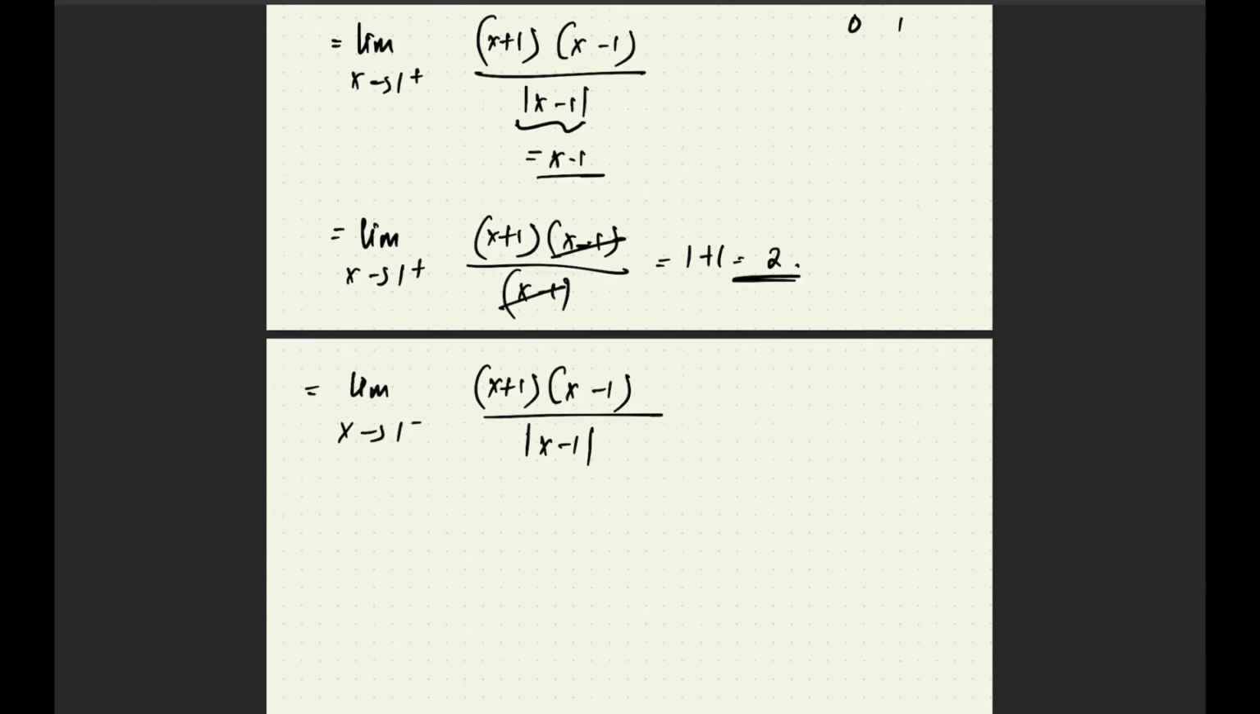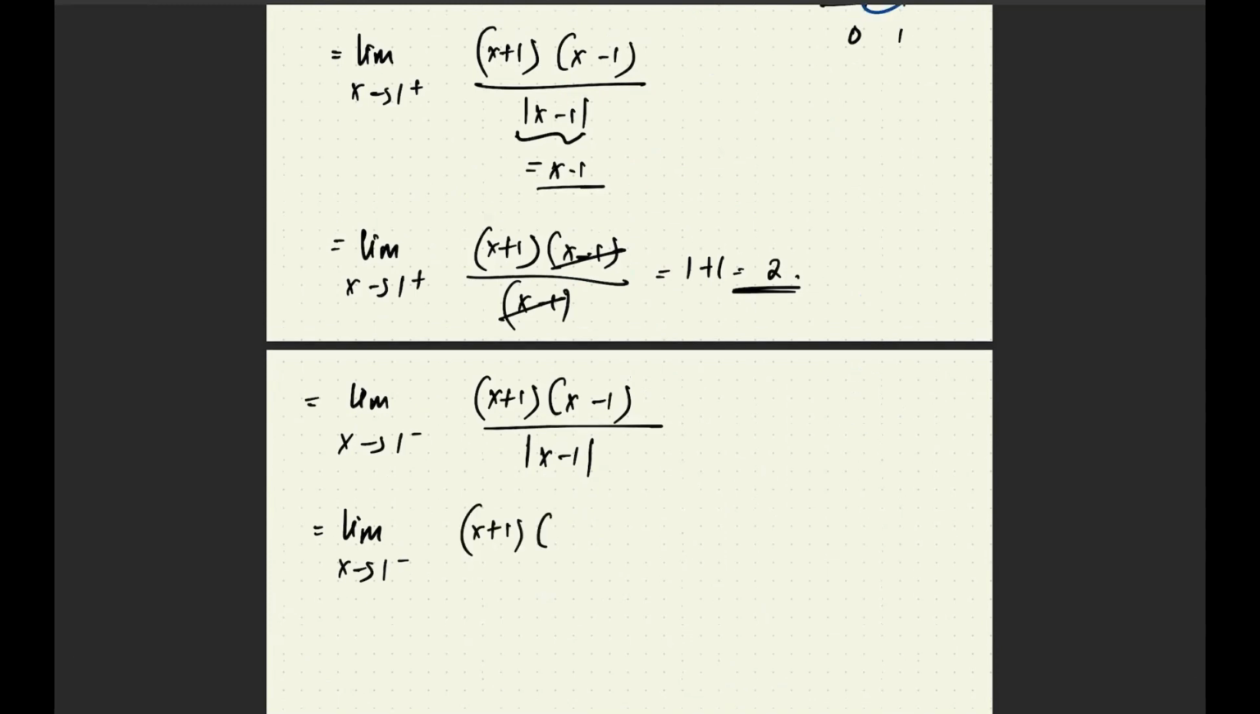So now I can rewrite this one-sided limit as the limit as x approaches 1 from the left of (x plus 1) times (x minus 1) divided by the absolute value of x minus 1, which as x approaches 1 from the left-hand side is equal to minus (x minus 1). This and this will cancel out, and that leaves us with x plus 1 divided by minus 1. Don't forget this negative sign. So now if you plug in, you're going to get negative 2.